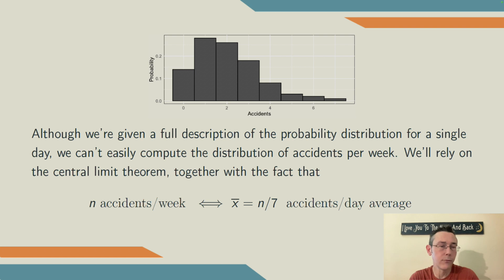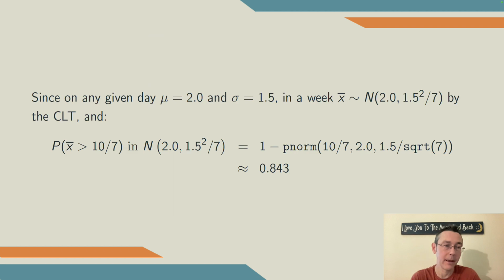Okay, so even though we're given a full probability distribution for a single day, we can't easily infer the distribution of accidents in a week, 7 days. So we're going to need the central limit theorem, and in this case, the central limit theorem for 7 days is going to give us an approximation, unlike in those first 2 examples where it was exact. Now, we were asked about the number of accidents in a week. The central limit theorem refers to means. So what I first want to do is to translate from one of those terminologies to the other. And the basic way we're going to do that is to say that if you have n accidents in a week, that's the same thing as having an average of n over 7 accidents per day.